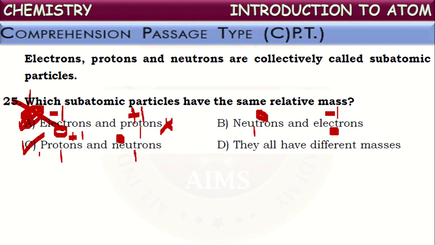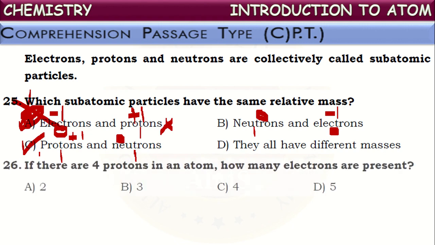Of course, to say accurately, the mass of neutrons is slightly greater than that of protons. That's why we say neutrons are the heaviest fundamental particles. But relatively, if they compare, both are having almost the same mass. Okay, next. If there are 4 protons in an atom, how many electrons are present?